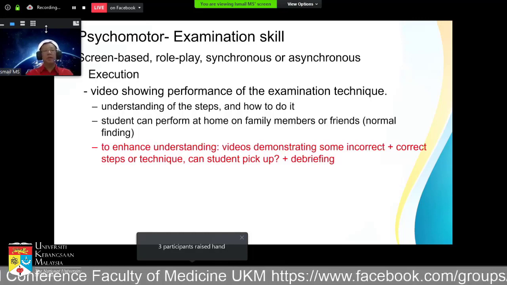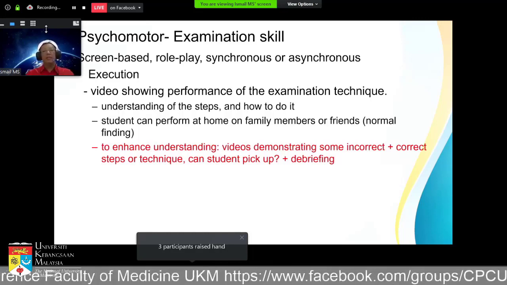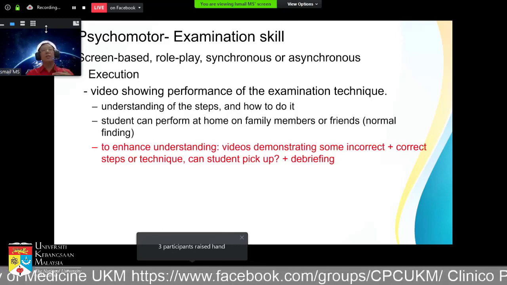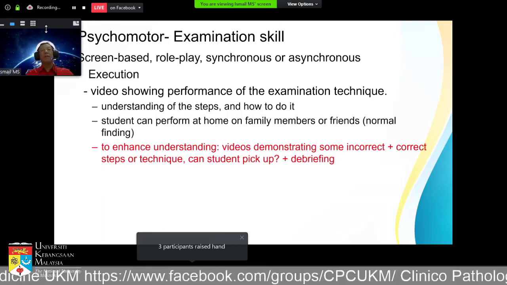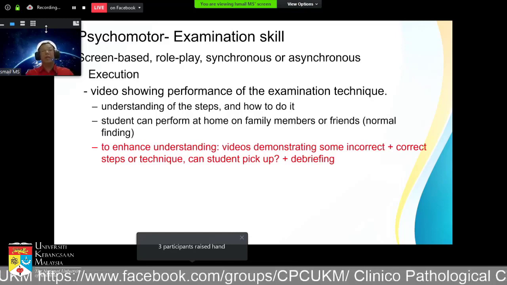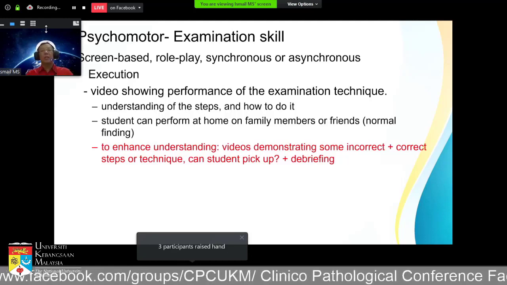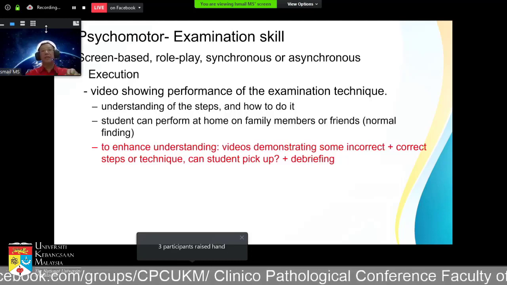We have the video. We show the performance of the examination technique, and basically we can discuss with them, so then for them to understand how to do it. And basically we can ask the student to perform this thing at home with their family members or with their friend. The only thing is that their friend will have normal findings.